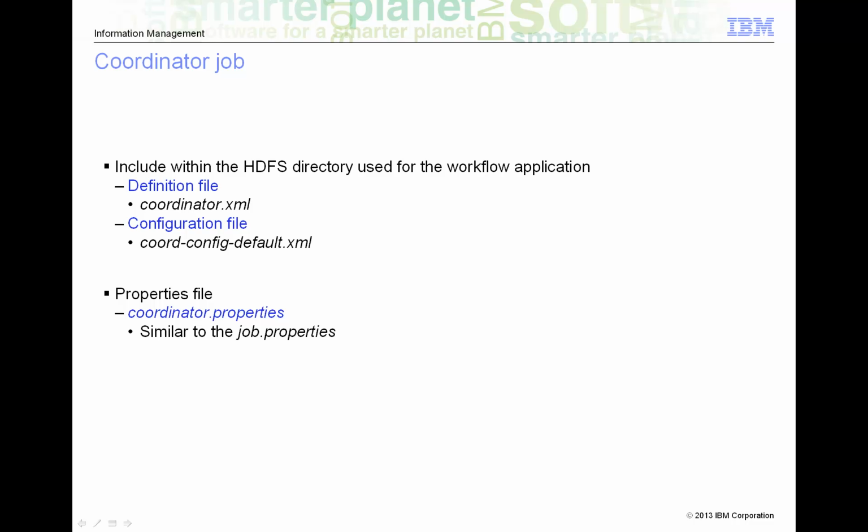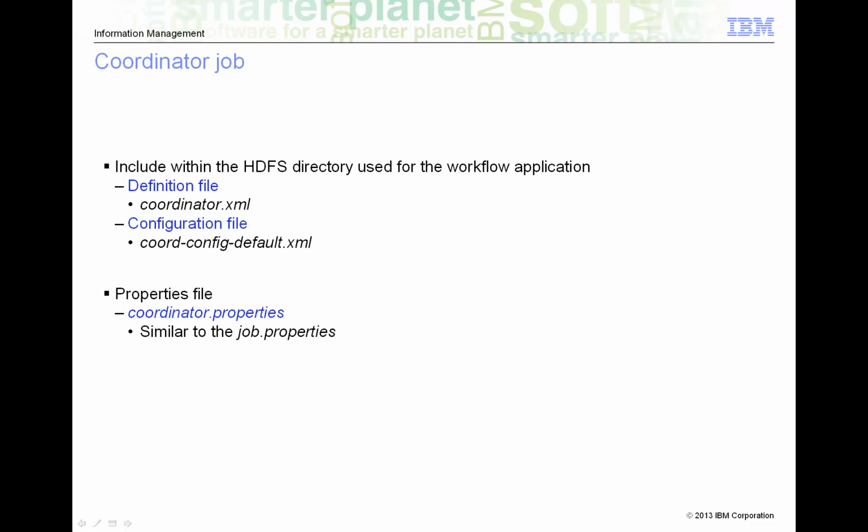The Coordinator job uses 3 files: coordinator.xml, a definition file; coord-config-default.xml, an optional base definition file with standard defaults; and coordinator.properties, similar to the job properties file used with a workflow. This last file has a property that specifies the location of the coordinator.xml file. It can also have any variables referenced later in the workflow.